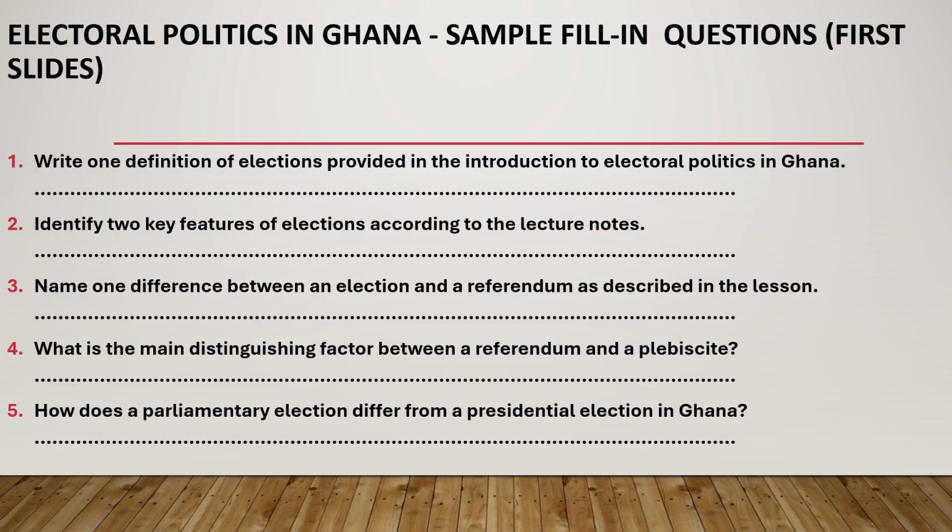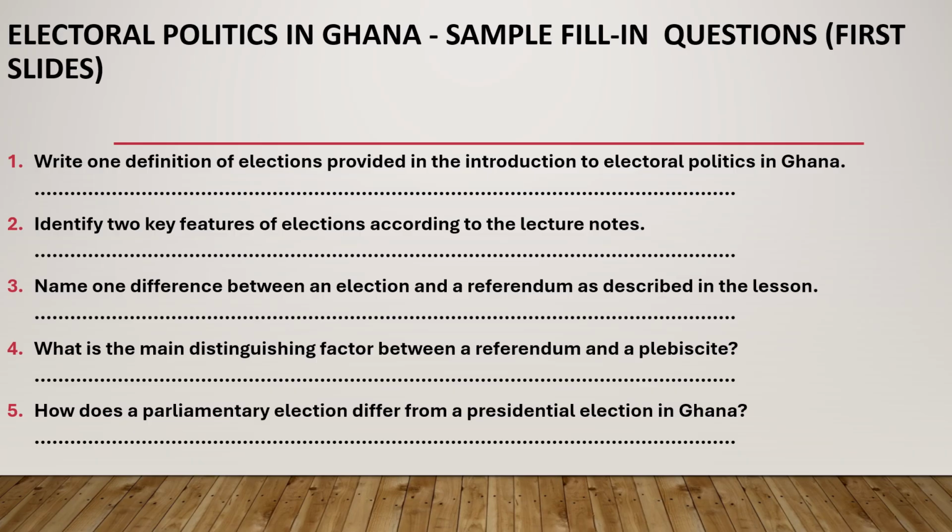For filling questions like this, it should be precise and concise so that whoever has to deal with your script is able to manage and get it right for you. This is not an essay. We'll talk about some essay-like questions later. A second question is: identify two key features of elections according to our lecture notes. We'll say elections happen according to established rules and procedures. Elections provide a genuine choice for voters among different options, right?